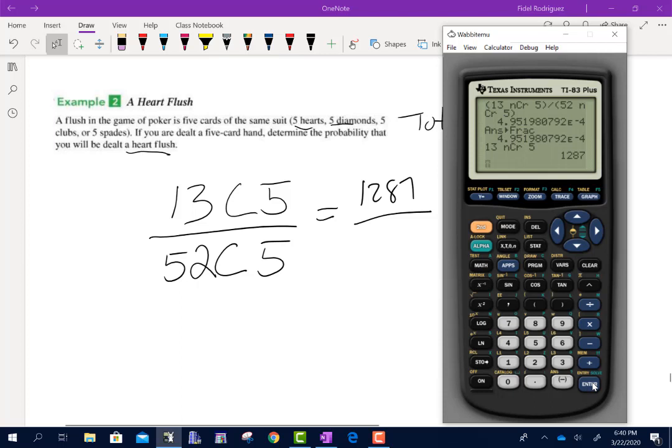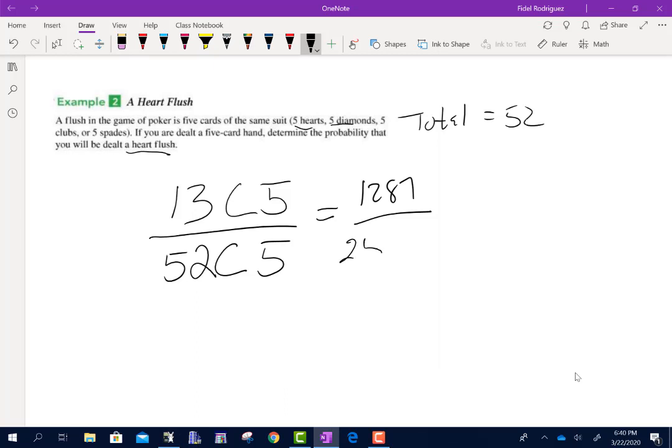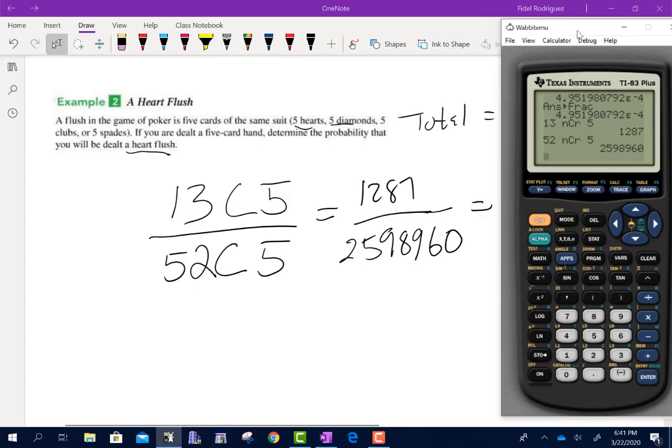So let's go second. This is a little way you can get to your answer quickly. I'm going to insert 52, and I'm going to delete 13. Okay, there we go. Whoa, buddy. So we got 259,8960. All right. Now the thing is, I've got to figure out how I can reduce this fraction. So, okay, guys, give me 1 second.